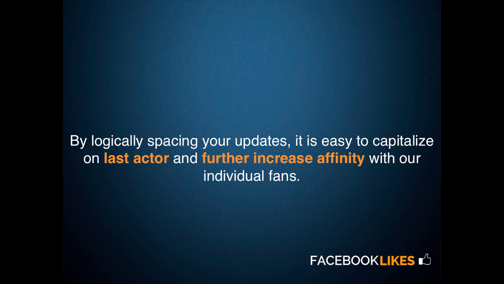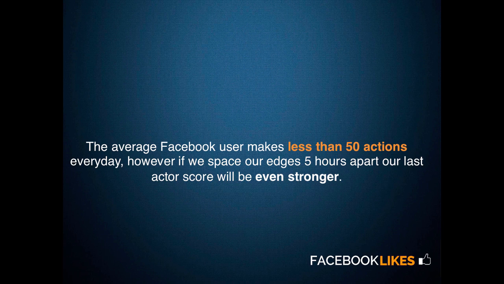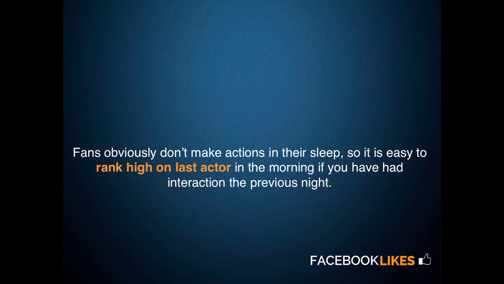By logically spacing your updates, it is easier to capitalize on last actor, as you remember the last 50 actions that a user has made, and further increase your affinity score with each individual fan. So although the average Facebook user makes less than 50 actions every day, if you can space your edges 5 hours apart, the last actor scores will be even stronger than if they were 24 hours apart, because they would be ranked higher up in the last actor rankings. So another way to use this knowledge is fans obviously aren't making actions while they sleep, so it's actually really easy to rank high on last actor scores when you post in the morning if you've had interaction from this user the previous night.